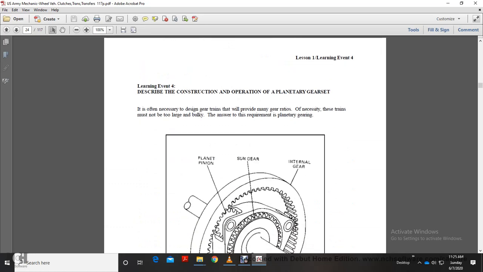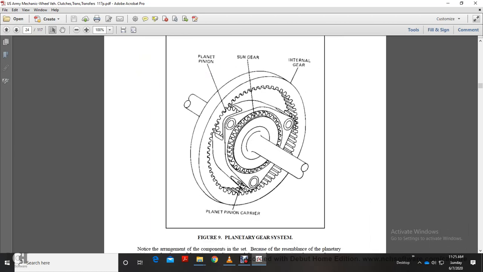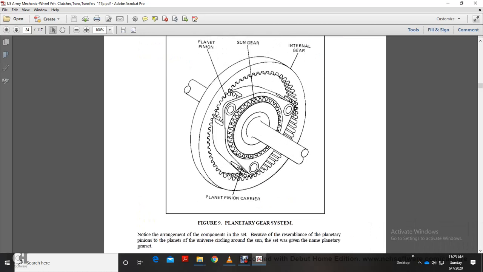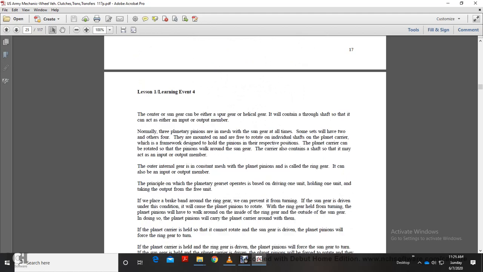Learning Event 4. Describe the construction and operation of the planetary gear set. It is often necessary for designers of gear trains to provide many gear ratios, but the trains must not be too large or bulky. The answer is the requirements of the planetary gear system. Its parts are the planetary pinions, the sun gear, the internal gear, and the planet pinion carrier. Figure 9 is your planetary gear system. Now, the arrangement of the components of the set, because of the resemblance of the planetary pinions circling around the sun, gives the set the name planetary gear set.